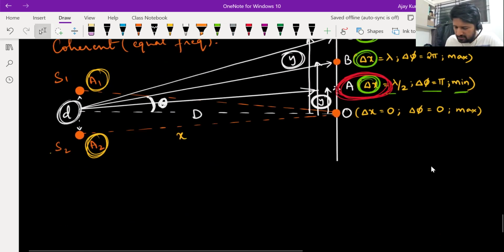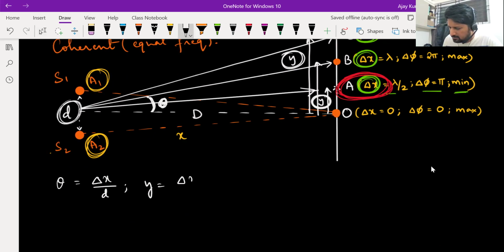Using the formula for theta, path difference divided by small d, and y, path difference into capital D by small d, tell me at what distance and at what angular position, that is, at what value of y and what value of theta, do you see the first destructive interference happening? What are the linear position and angular position of A?